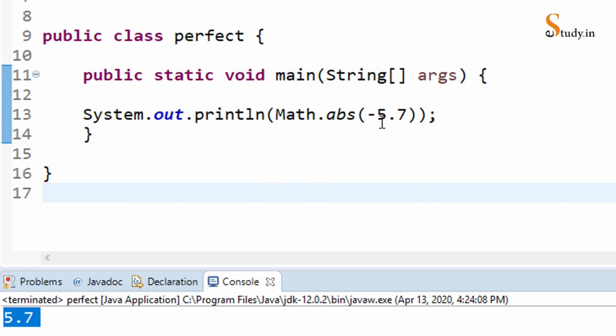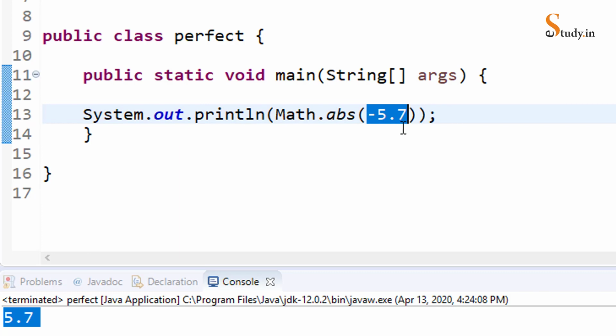The return type depends on the argument type. That means whatever is the type of argument, the same type of value will be returned, but the value will always be a positive value.